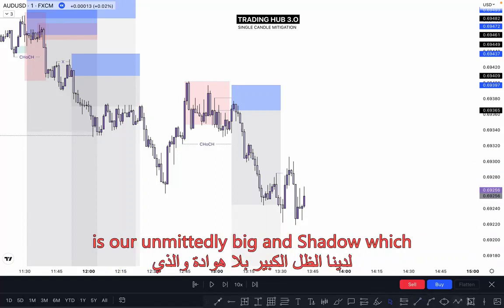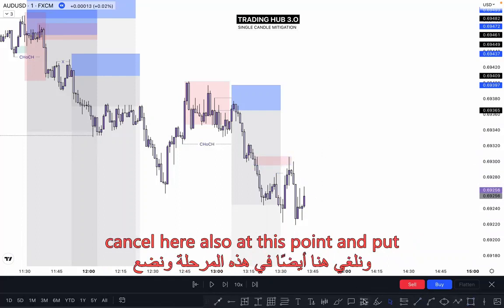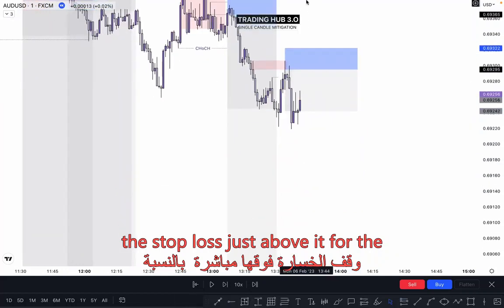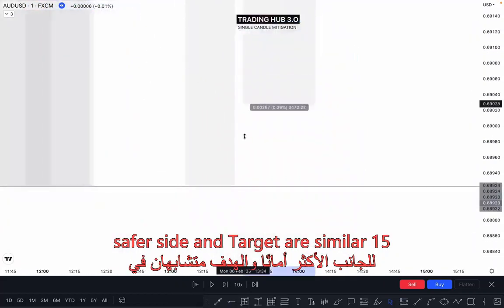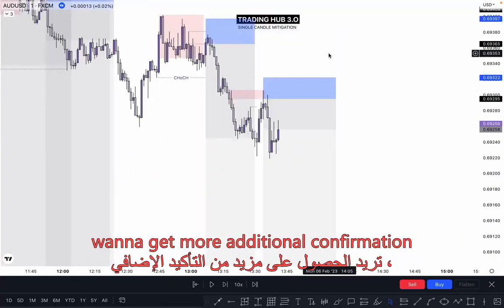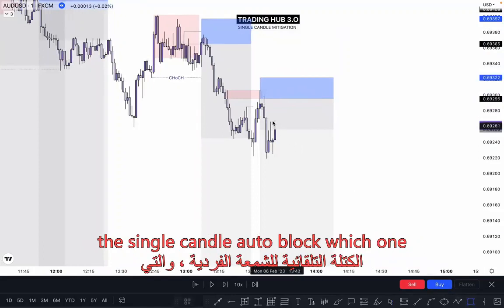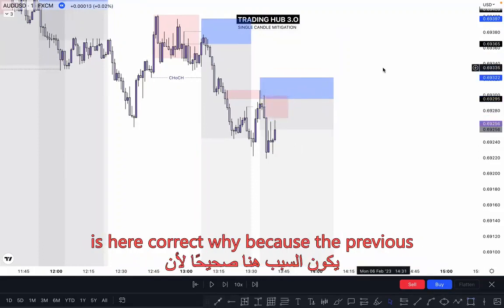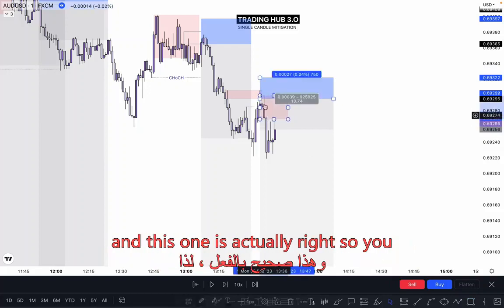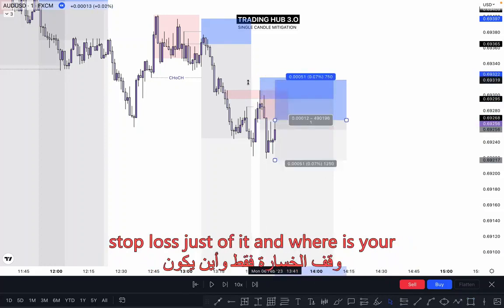And where is our unmitigated big shadow, which is the recent one, this one, correct? And we can sell here also at this point and put the stop loss just above it for the safer side, and the target is the similar 15 minute major low at this point. And if you want to get additional confirmation, then you can take entry here based on the single candle order block, which is here. Correct. Why? Because the previous candle took out this liquidity here and this one is actually right. So you can sell here at this time and put the stop loss just above it.